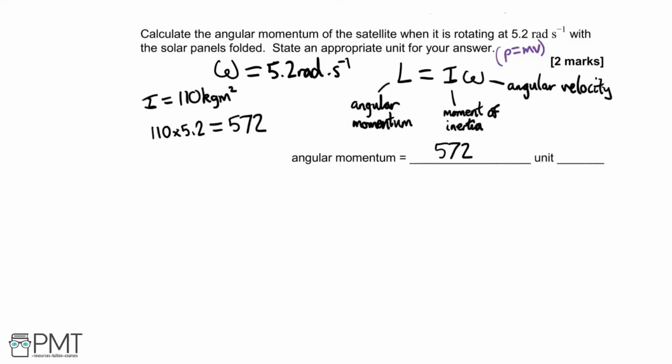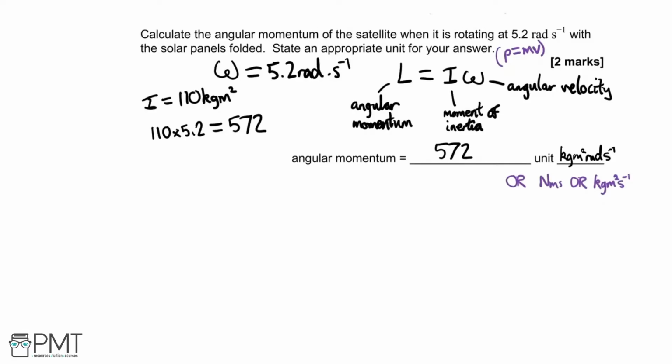Now there are several options that you can choose for your units. You can say Newton meter seconds, you can say kilogram meter squared per second, or you can say kilogram meter squared radians per second. That's the one that I would personally go for, because then that incorporates the full unit of angular velocity as well. But I'll just write down the other two units that you could have.